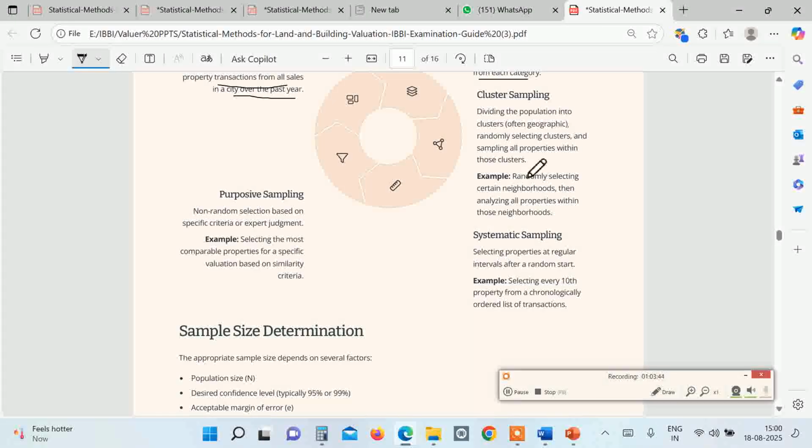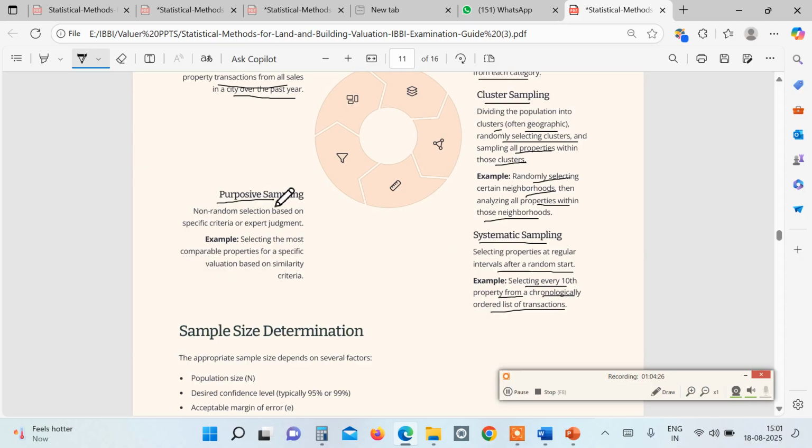Third one is cluster sampling, dividing the population into clusters, often geographic, randomly selecting clusters and sampling all properties within these clusters. For example, randomly selecting certain neighborhoods and then analyzing all properties within those neighborhoods. And next is systematic sampling. So sampling properties at regular intervals after a random start. For example, selecting every 10th property from a chronologically ordered list of transactions. That is systematic sampling.